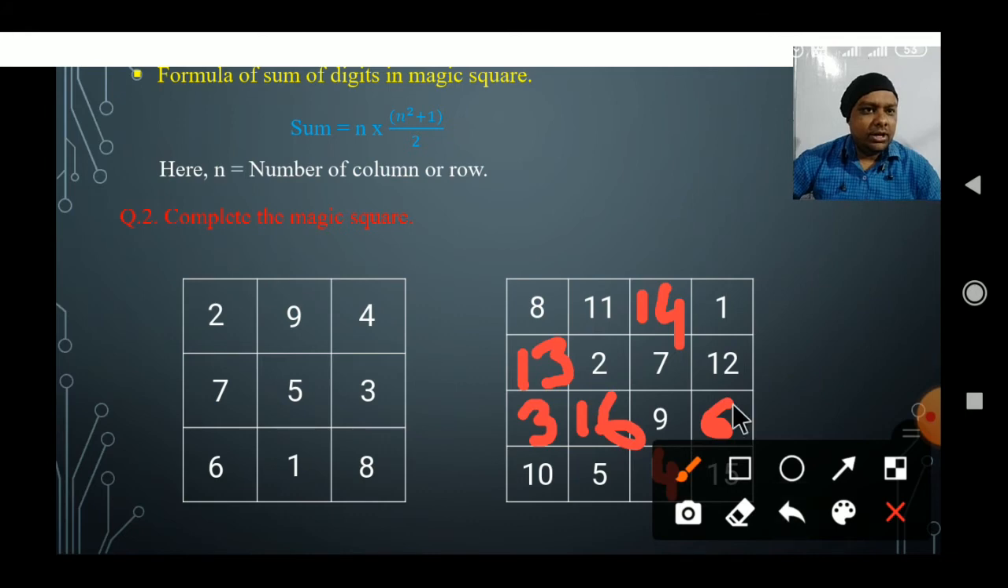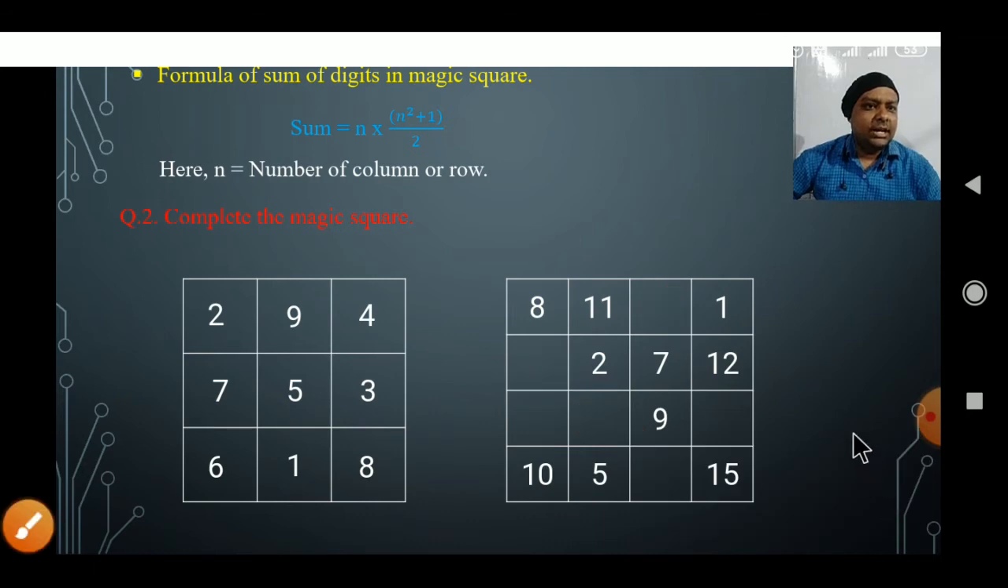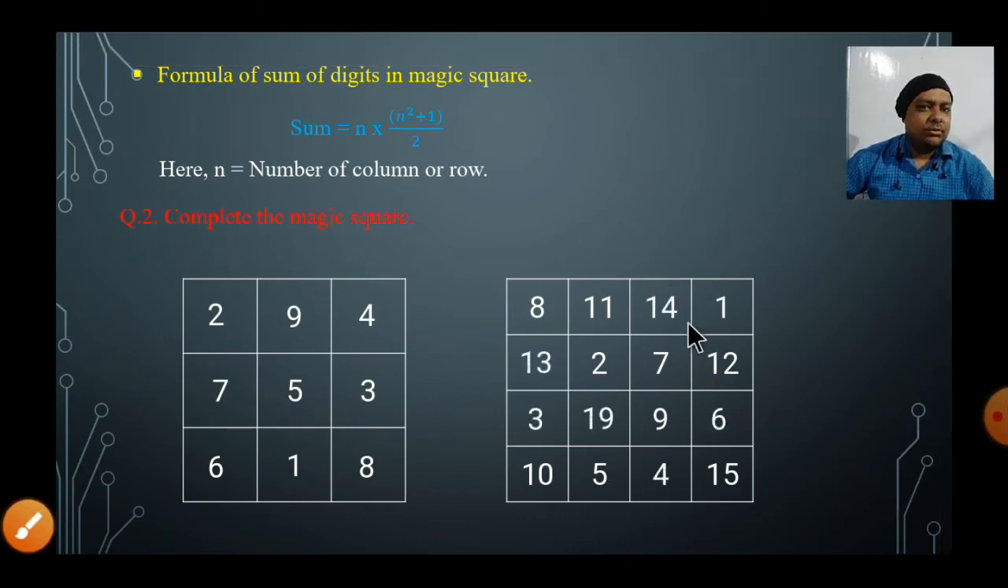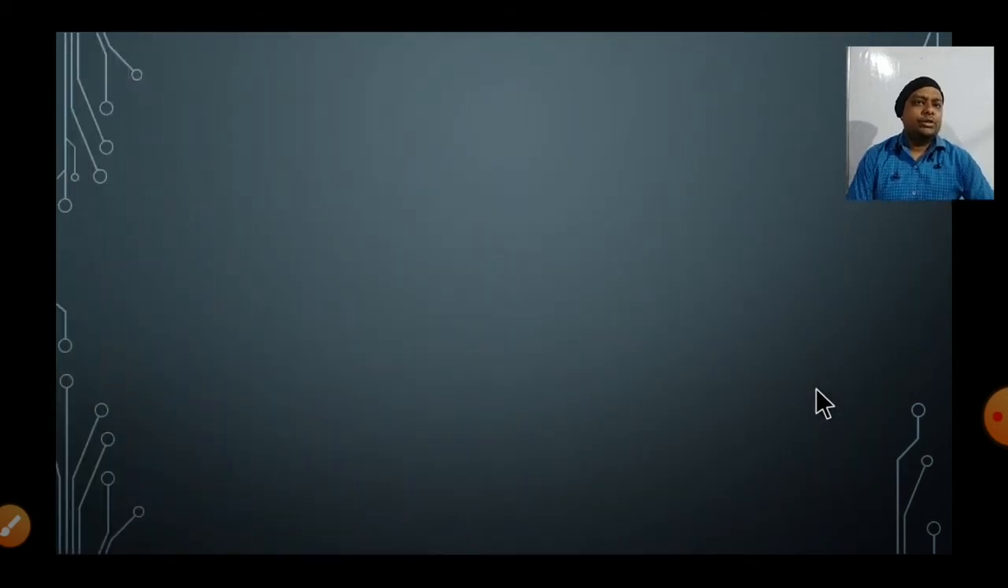Now here you can see that none of the digits is repeated. Okay. It means we can say now it is a complete magic square. Okay students, so like this we can complete the magic square. Now students, let's see Fibonacci number. What is Fibonacci number? Let's see here.